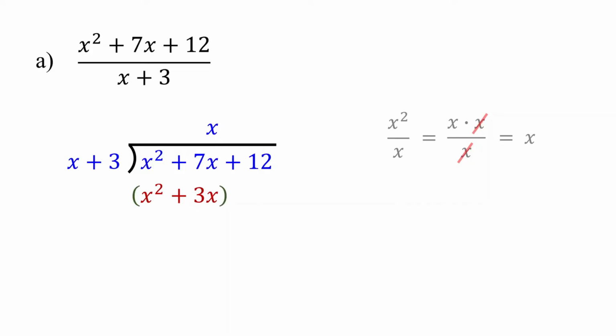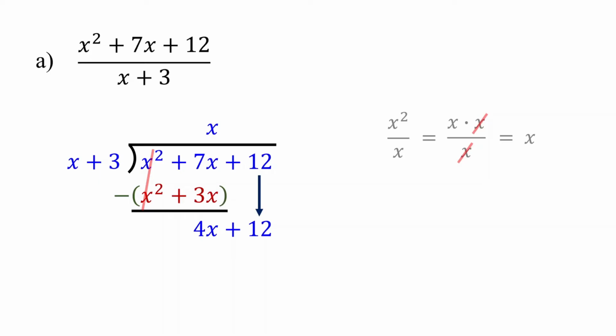Next, we subtract x squared plus 3x from x squared plus 7x. So, x squared minus x squared equals 0. They cancel out. And 7x minus 3x gives us 4x. Then, we bring down the next term, which is plus 12.